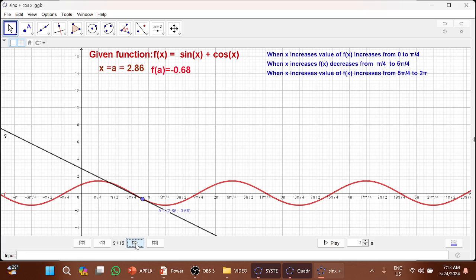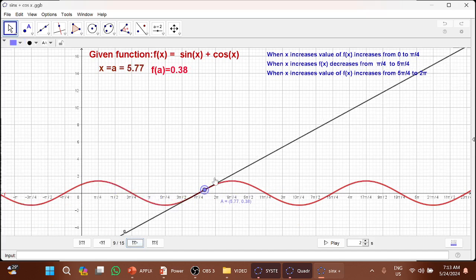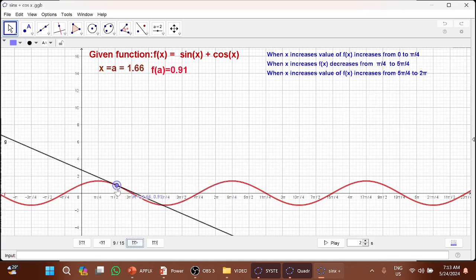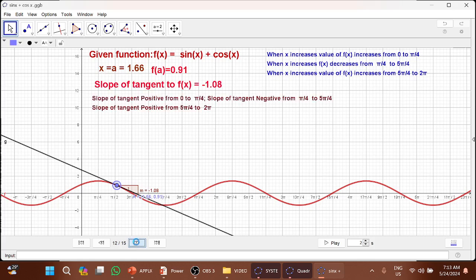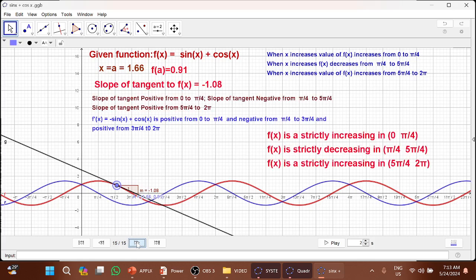First, let me go for the definition. When x increases, the value of f(x) increases. When x increases, the value of f(x) decreases. Now you can move it and then show it to a child. A and f of a is being shown over there. Okay, then we will go for the test which we normally make use of. So maybe f dash of x is increasing, decreasing, and so on.